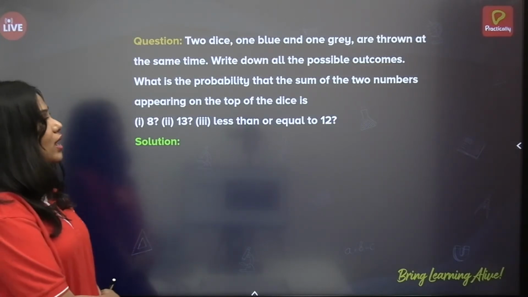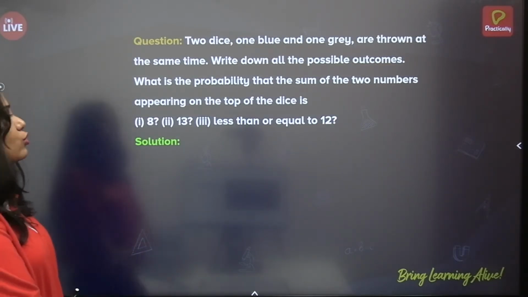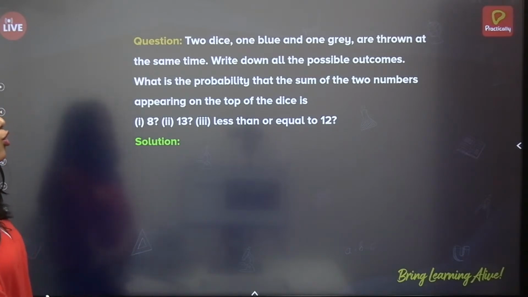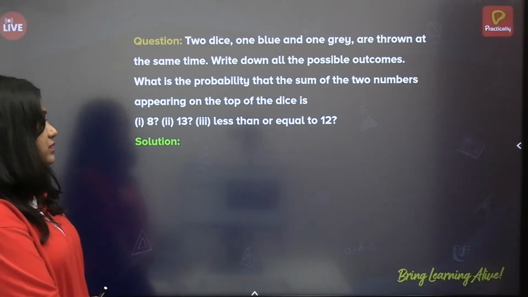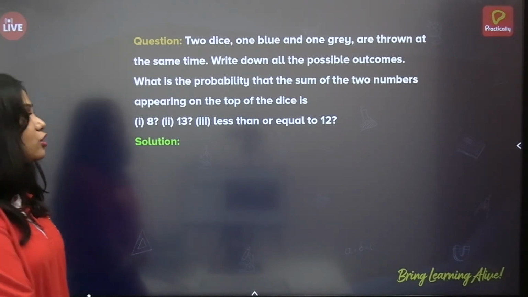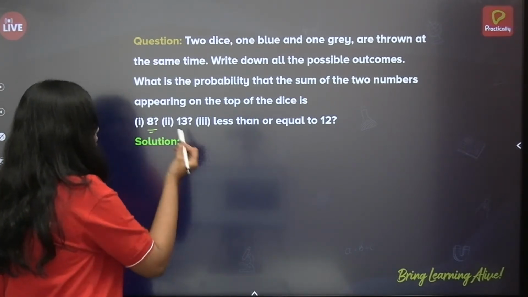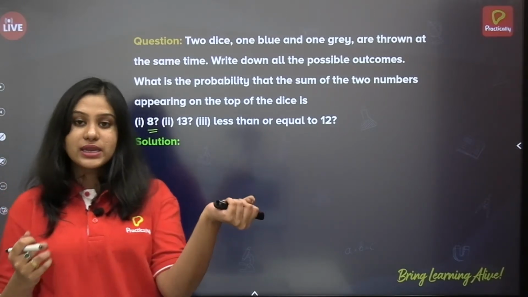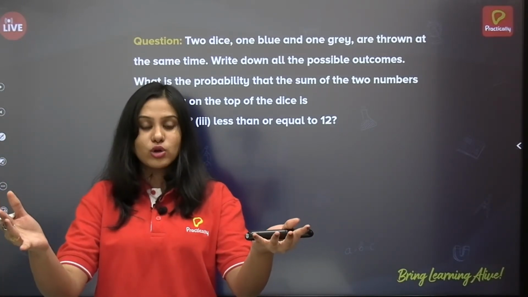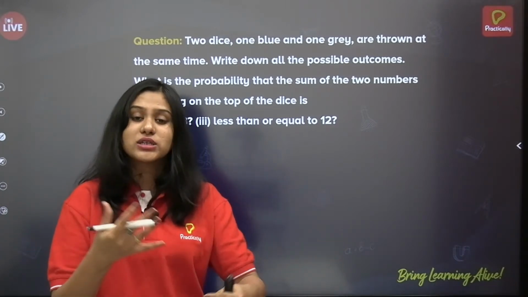2 dice, 1 blue and 1 grey, are thrown at the same time. Write down all the possible outcomes. What is the probability that the sum of the 2 numbers appearing on the top of the dice is 8? The sum should be 8. There are 2 dice, okay? 1 is grey, 1 is blue. We are literally rolling them. So there are 2 dice. What are the possible outcomes?